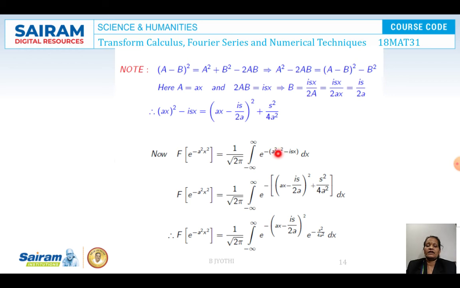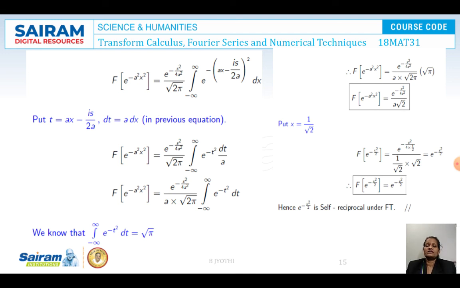When we take e to the power of minus, by using this formula, a square x square minus isx can be written as (ax minus is by 2a) the whole square plus s square by 4a square, which we can apply here. Then together we can write it as e to the power of minus (ax minus is by 2a) the whole square, and e to the power of minus s square by 4a square, into dx.